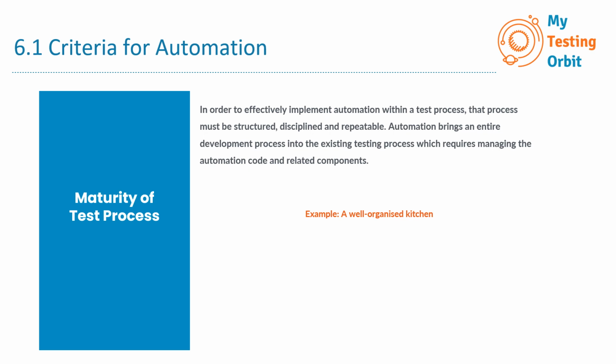Similarly, when you automate testing, you are introducing a new tool, which is the automation code, into your testing process. So you need to manage it just like that blender. It has to be used at the right stages of testing, and the code needs to be well organized and disciplined. If not, then your testing may not be effective.